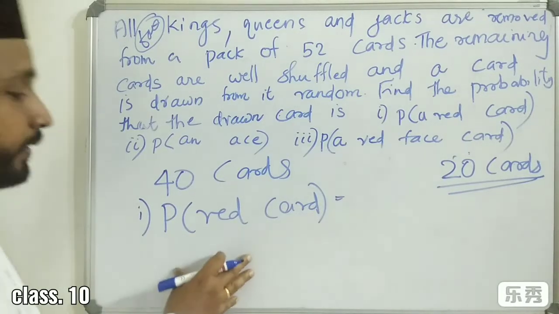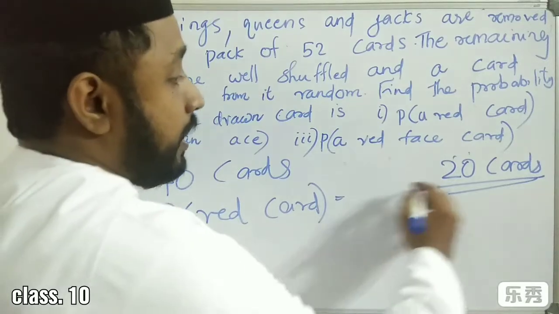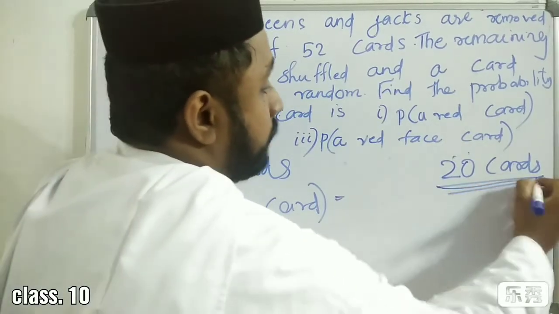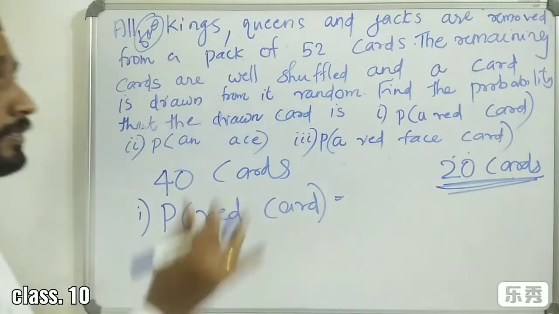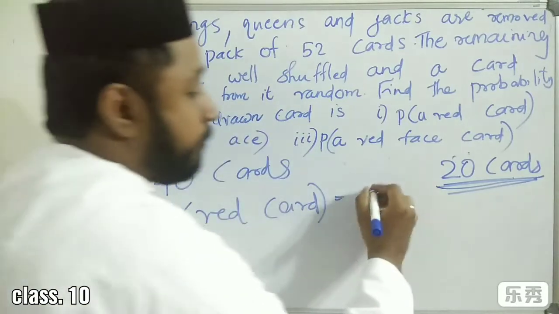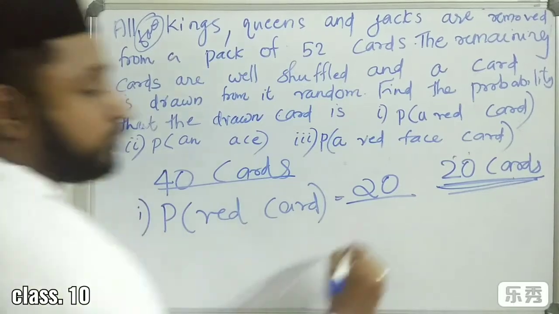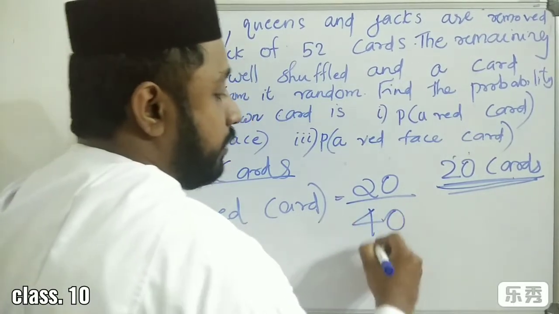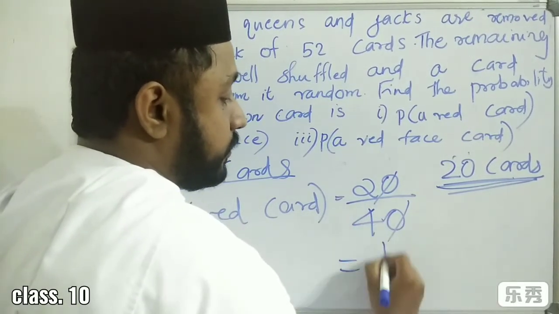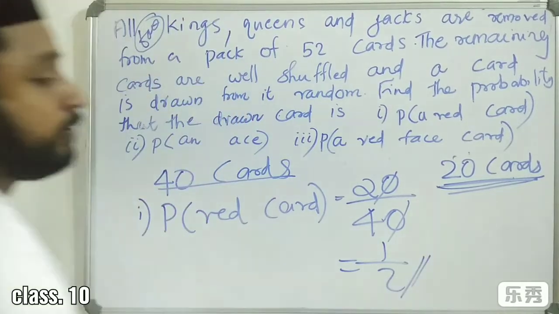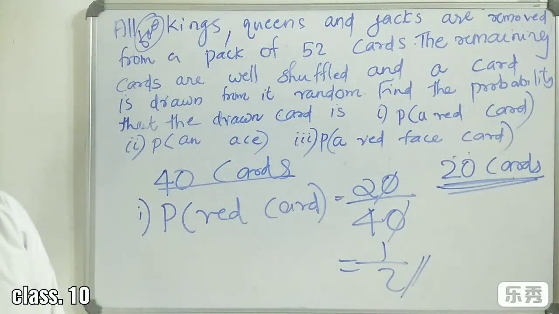So probability of getting a red card: our favorable outcomes. There are only 20 red cards. 6 cards were removed. So favorable is only 20 cards, and total cards are 40. So 20 by 40. Cut 2 by 4, which is equal to 1 by 2. So we got the answer 1 by 2. So probability of getting a red card is equal to 1 by 2.